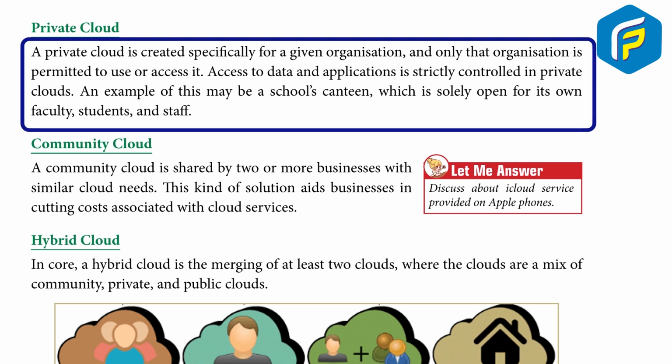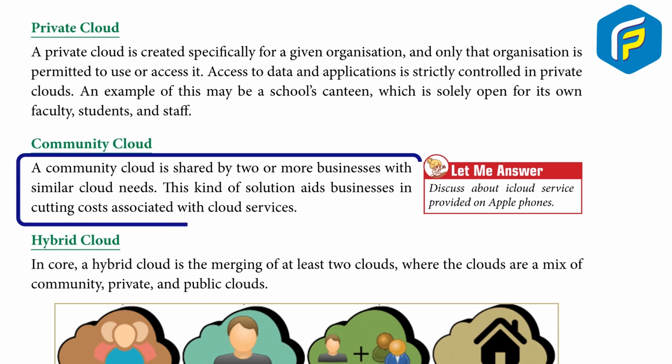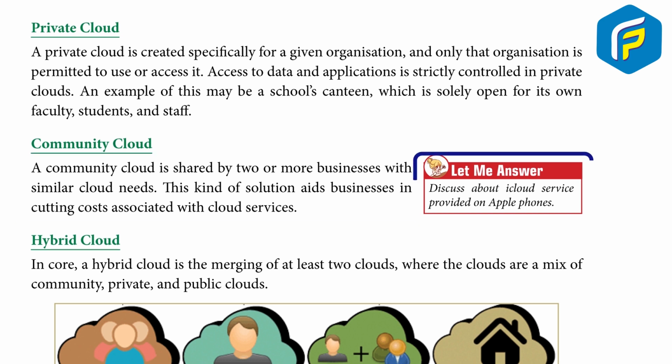An example of this may be a school's canteen, which is solely open for its own faculty, students and staff. Community cloud. A community cloud is shared by 2 or more businesses with similar cloud needs. This kind of solution aids businesses in cutting costs associated with cloud services. Let me discuss the iCloud service provided in the iPhone.